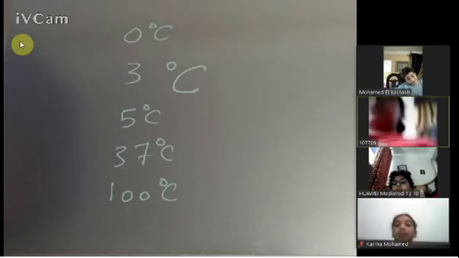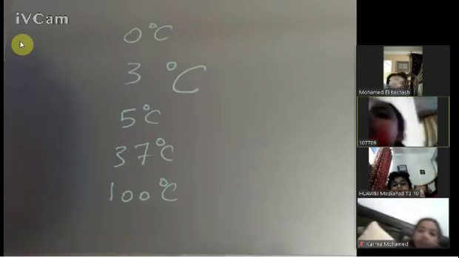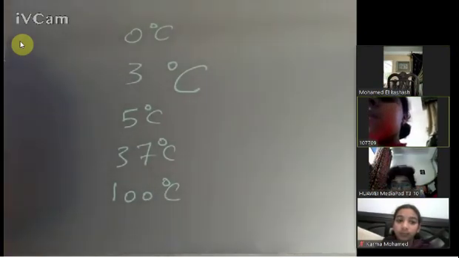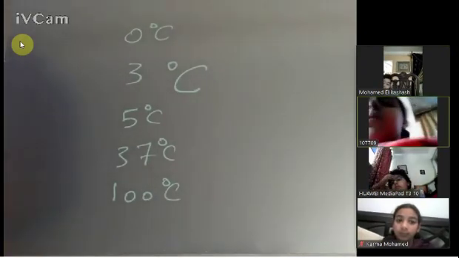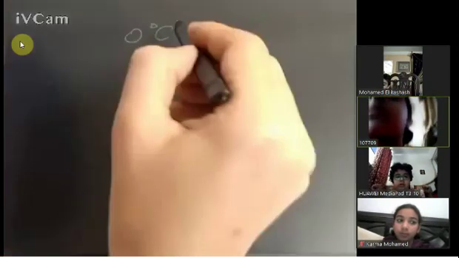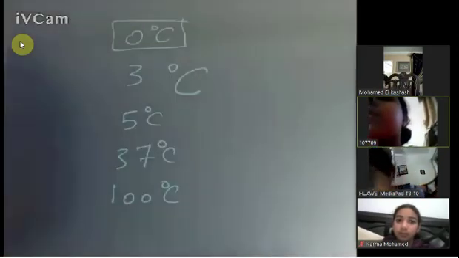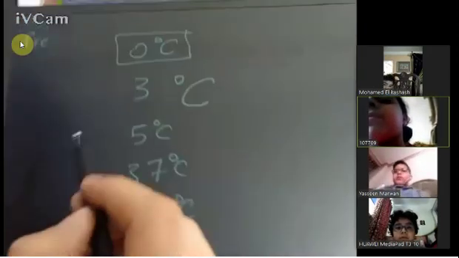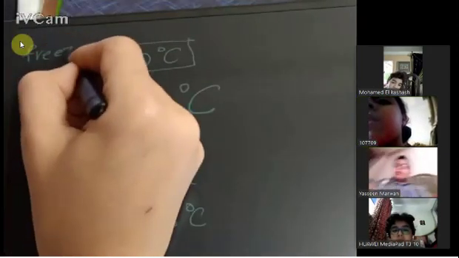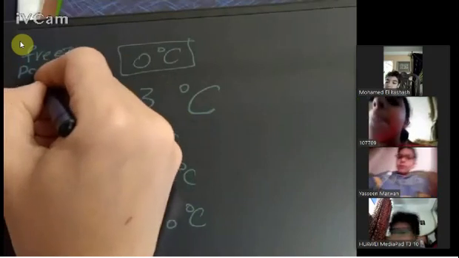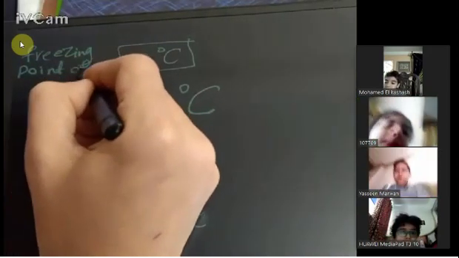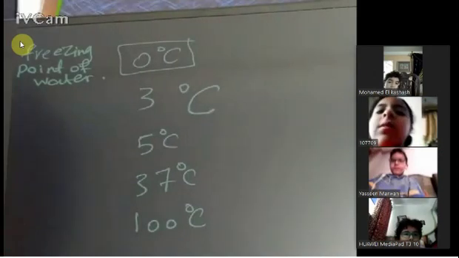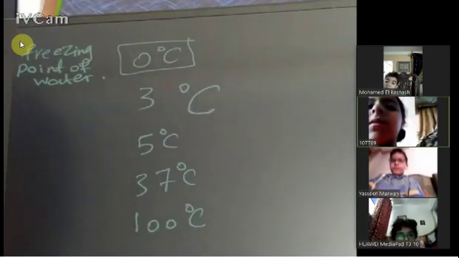Okay, so these are the temperatures, and we have important temperatures that we have to know. When the water becomes cold, what is the freezing point of water? It's 0. So 0 is the freezing point of water. That's when the water becomes ice, when it becomes 0 degrees Celsius.